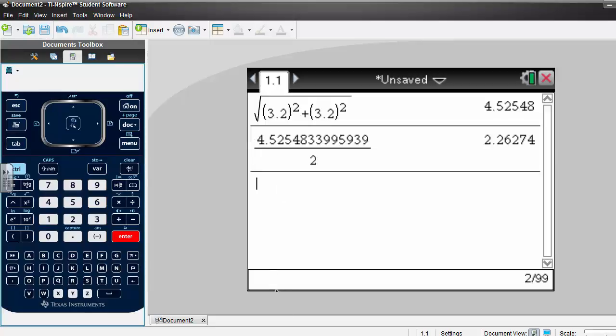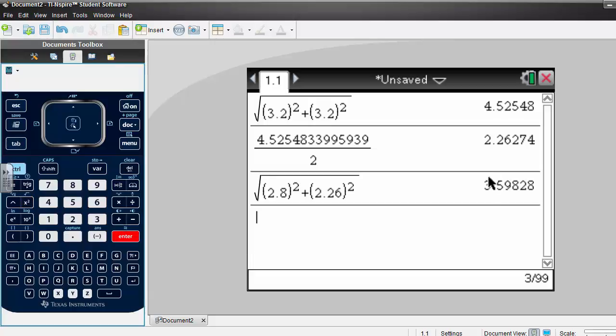So let's go back to the drawing. Alright, so square root. We're going to say 2.8 squared plus 2.6 squared. I'm sorry, not 6. That's wrong. 2.26. Oh, I've been messing it up. 2.26, alright. Squared, this should equal 3.6-ish. And that's what it is, it's about 3.6.